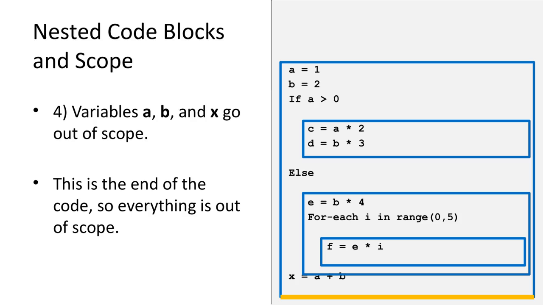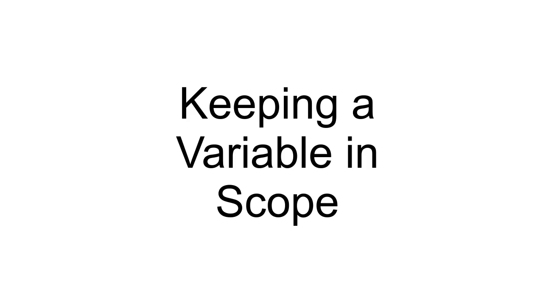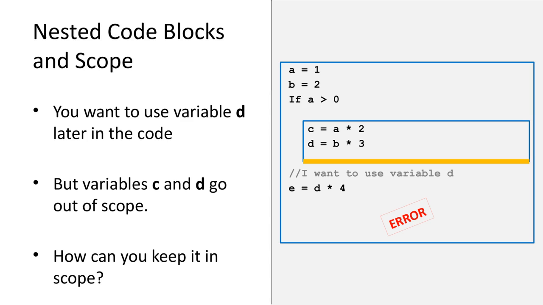With so many variables getting automatically destroyed, you may be wondering if there is a way to prevent it. Let's look at 2 examples. Here is an example of a simple if construct. Inside the if code block, you declared a variable called D. Let's say that you want to use that variable further down in your code. At the moment, the variable will go out of scope when the if code block comes to an end. So you will get an error.